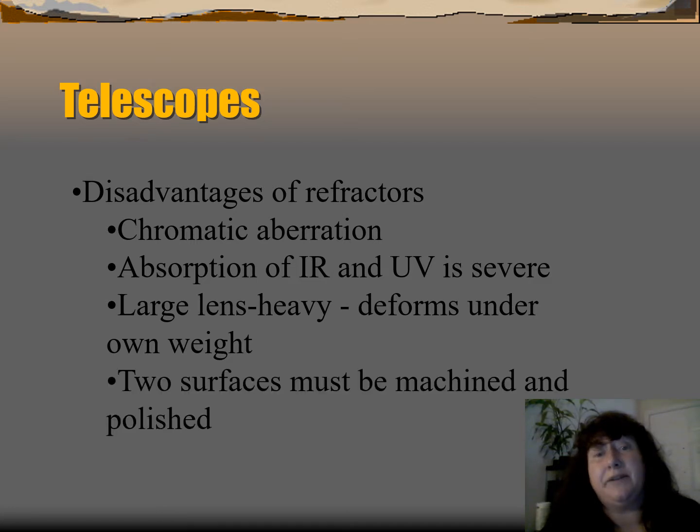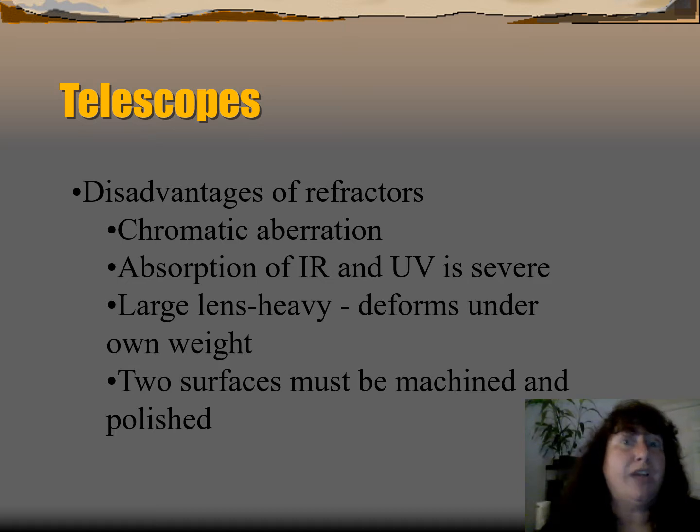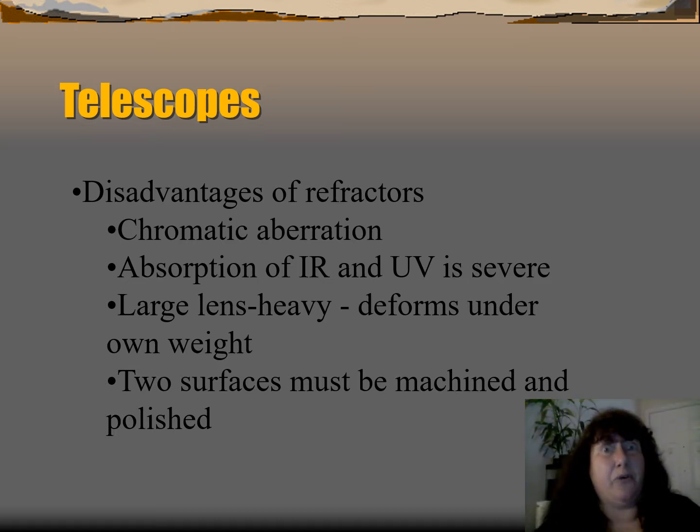Also, again, like I've already said, the lenses become very heavy and they can actually deform under their own weight. The other thing is that when you're making these lenses, you're polishing both sides of the glass. And that means it has to be machined and polished, and it has to be pretty accurate. And so when you get into making lenses, if you're just off by a little bit on one side, it can actually cause a spherical aberration, which means you're not going to see a clear image. It's going to be blurry.